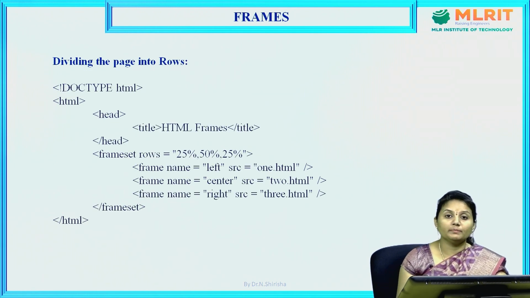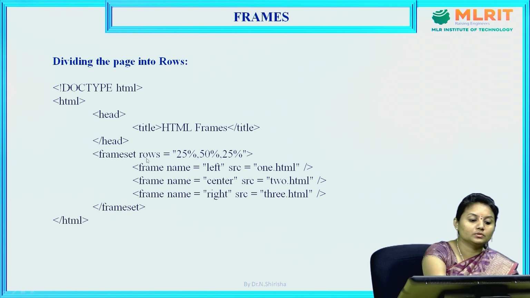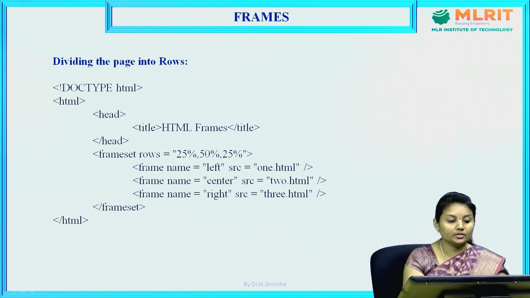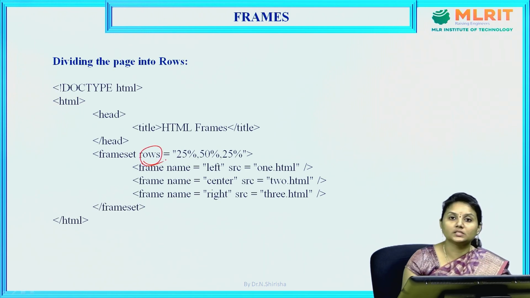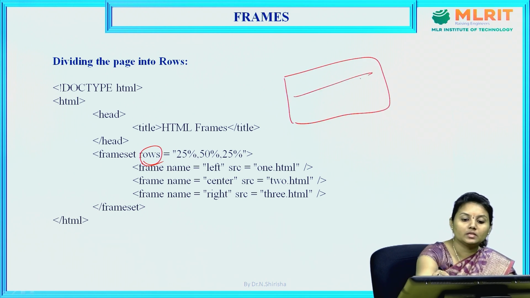Next, dividing page into rows. Previously we have done with cols. That is why you got a column-wise division as frames. So here we need to give rows. Only that cols, whatever you are using, we are replacing that with rows. So for this the output will be in this manner.